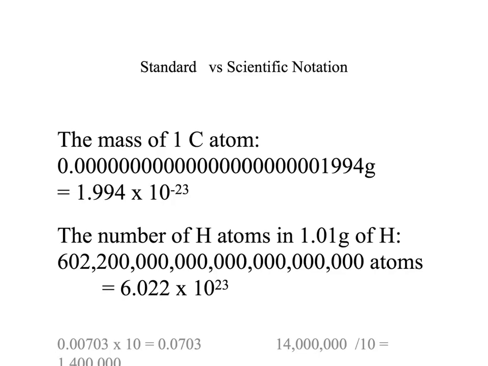Hey folks, let's take a few moments and talk about the difference between standard notation and scientific notation. Standard notation is what you're used to doing, writing a number out showing all the zeros, all the places that the number has. Scientific notation is a way to take a very long number with lots of zeros, it can be big or small, and to write it in a more condensed form. So it's more convenient.